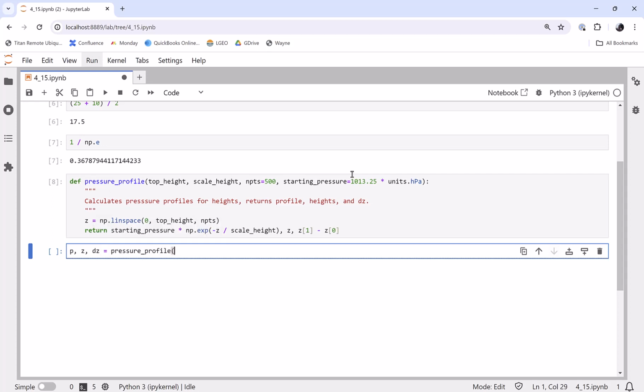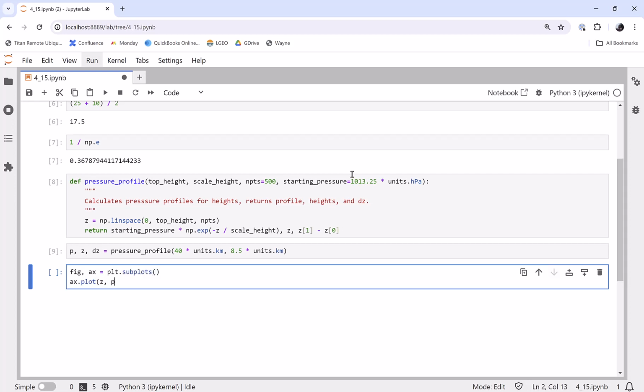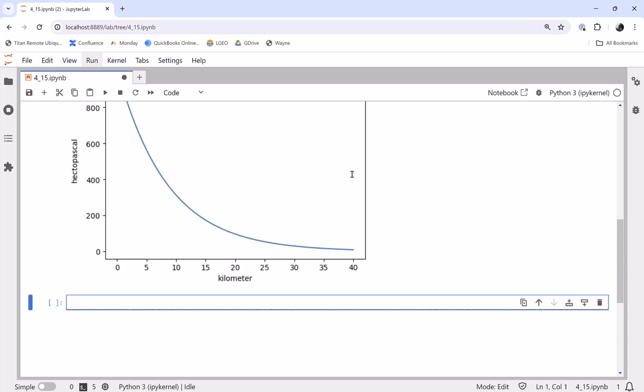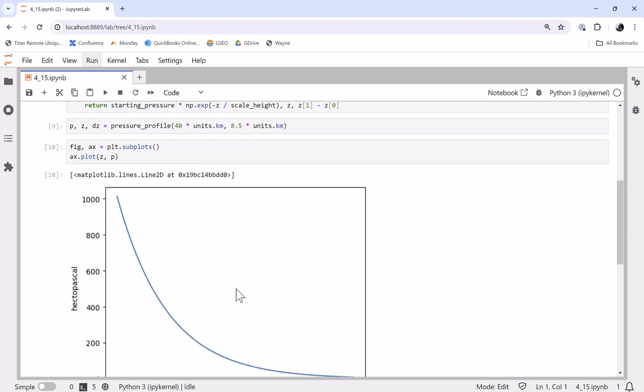call our pressure profile function. Let's go with 40 kilometers and a scale height of 8.5 kilometers, and make a plot. Because we have units attached, matplotlib is putting units on the plot for us, so we don't really need to add any additional labels. And we see that as we're going up in height, the pressure is decreasing logarithmically. Great, that's what we expect.